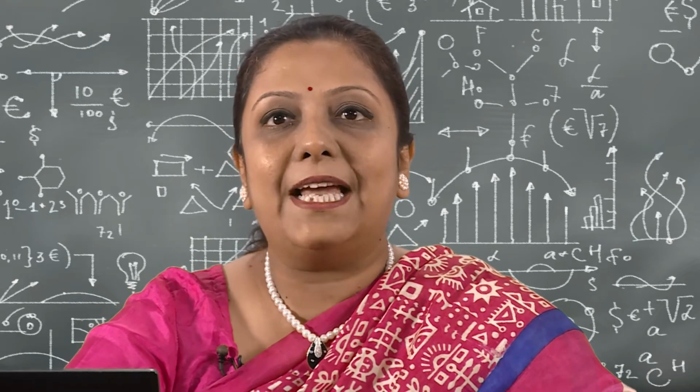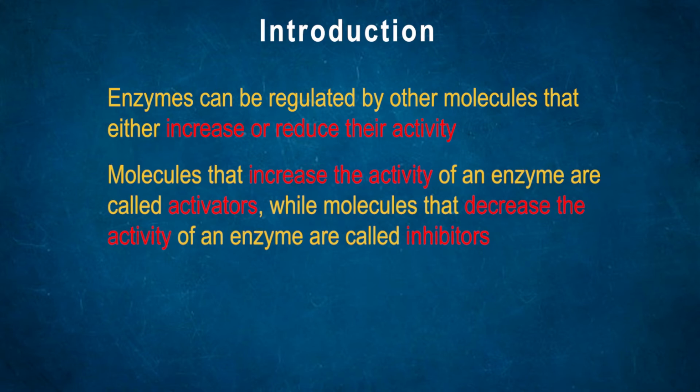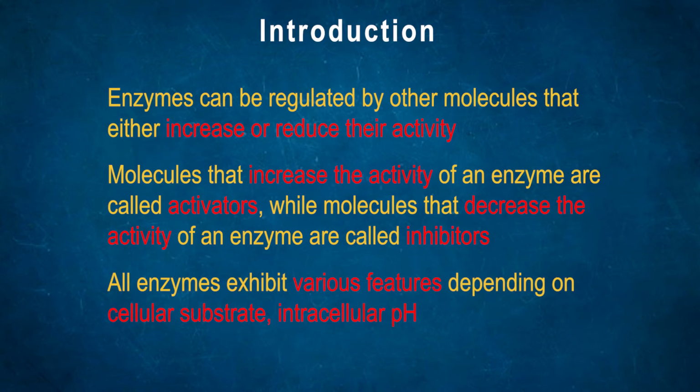So, enzymes can be regulated by other molecules, so their activity can increase or reduce. The molecules which increase the activity are called activators, and the molecules which reduce or decrease its activity are called inhibitors. All enzymes exhibit various features depending upon the cellular substrate content, intracellular pH, temperature, ambience, etc.